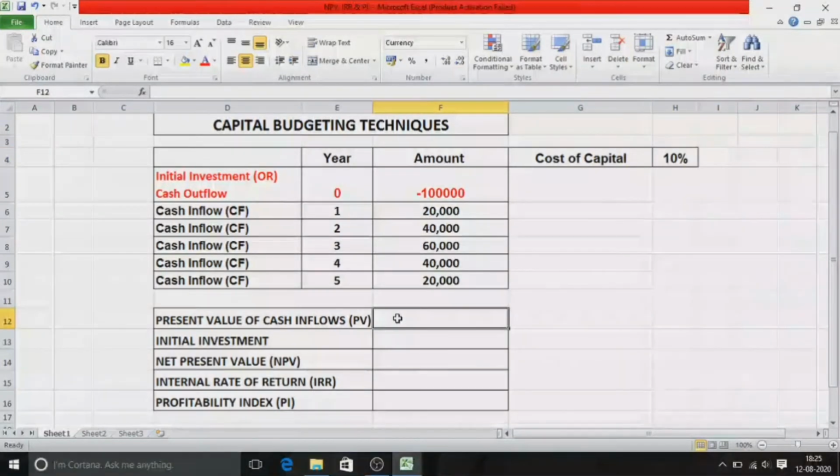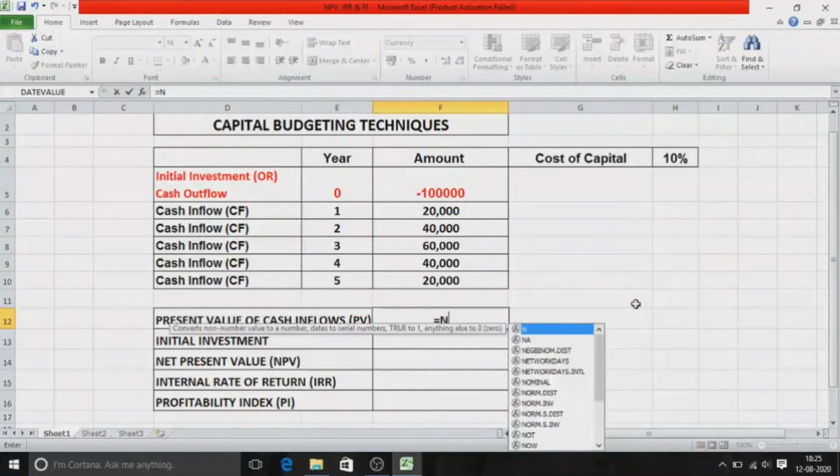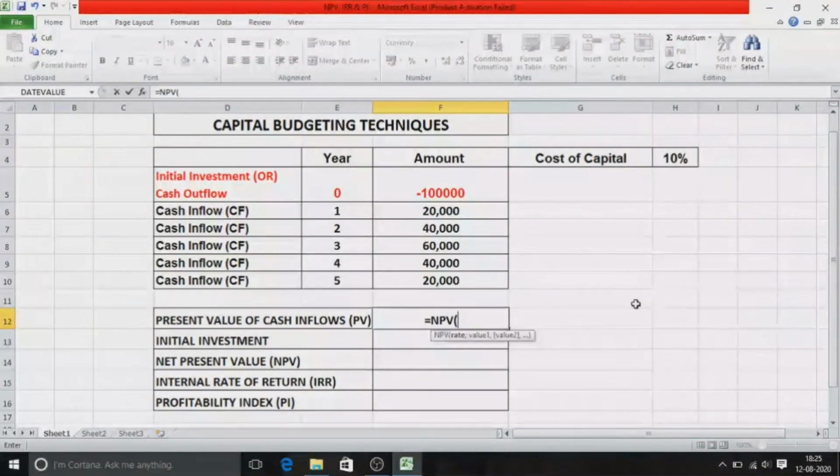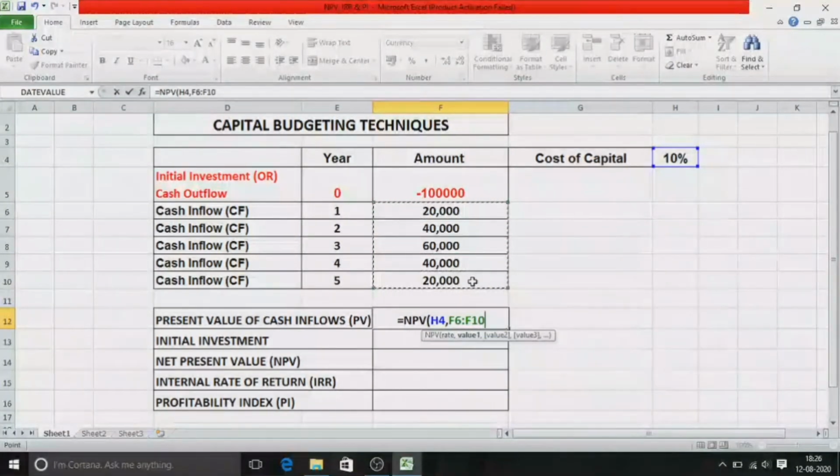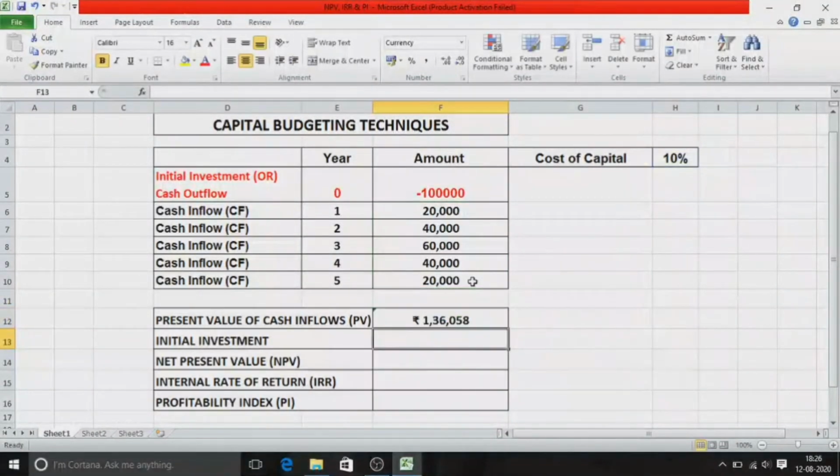First we have to calculate the present value of cash inflows. So the formula is equals to NPV, bracket start. Firstly the rate is required, so first you click on the rate, then comma, then it is asking about the values. Here we will select all the positive values only, all the positive values of year number 1 through year number 5, then close the bracket and enter. So this is the present value of cash inflows.